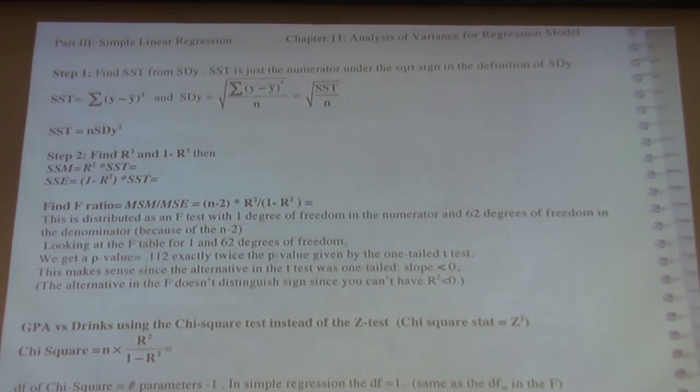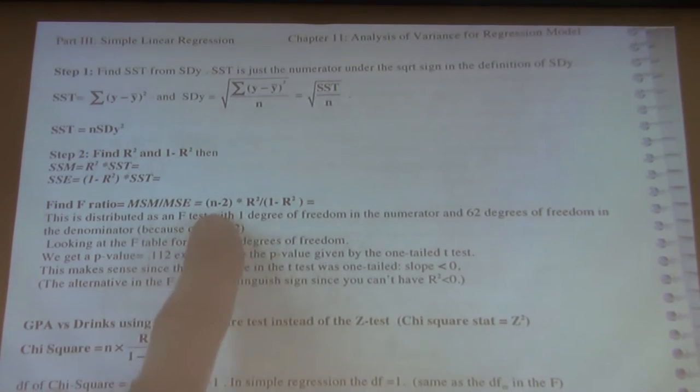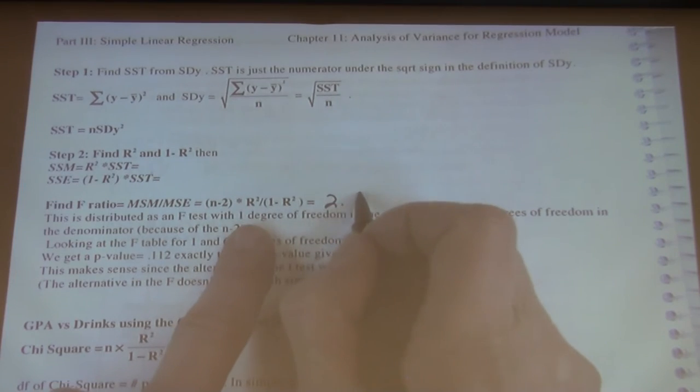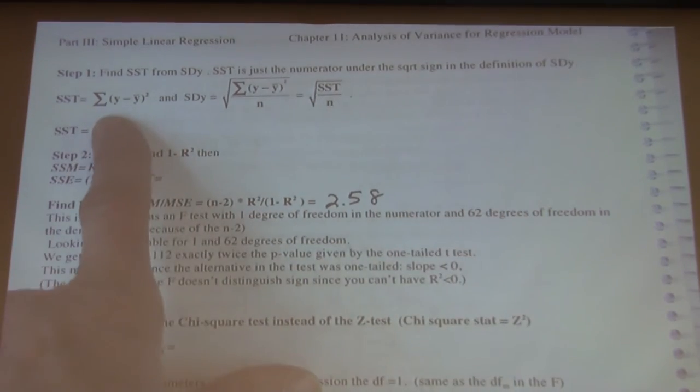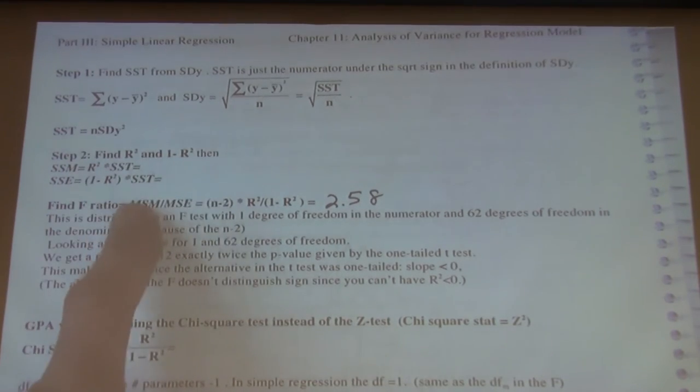All right. So now, we did this already, right? We just did this. We found that, and we found it to be what? 2.58? Okay. And this is how we found SST. We went through all that.